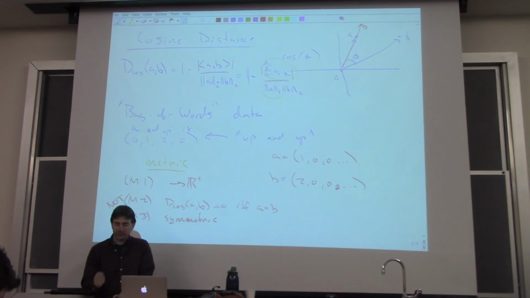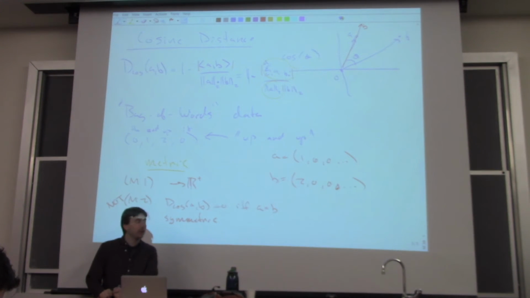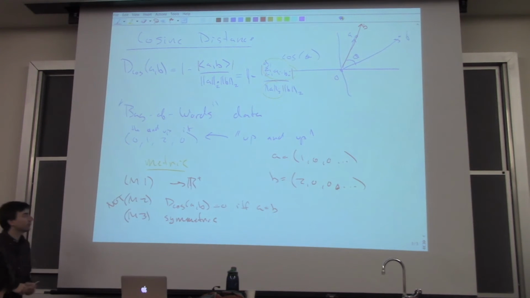Let's think back to this bag of words model of a document. It gives me a vector with the word counts, and then I want to compare the vectors from it. Why?